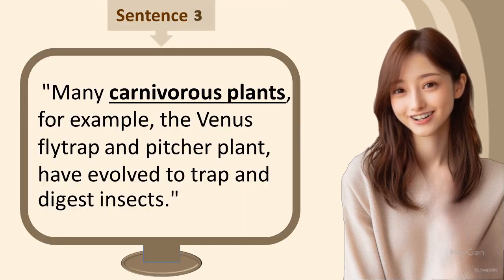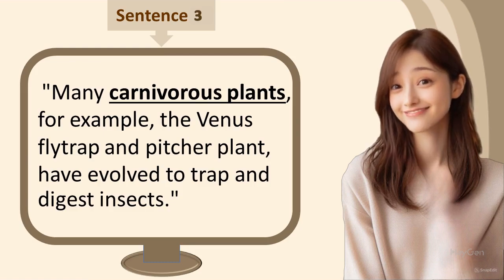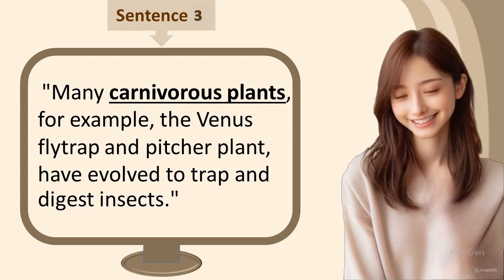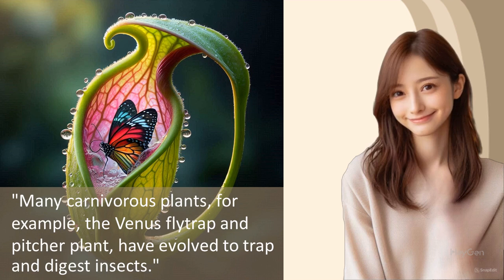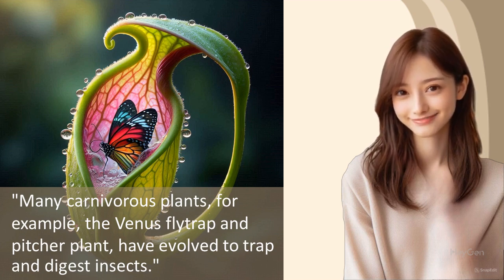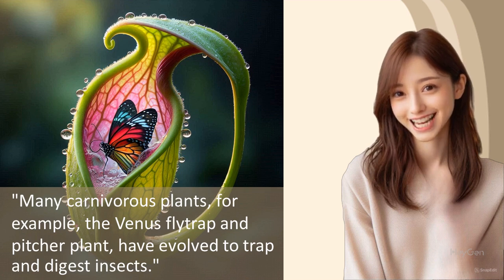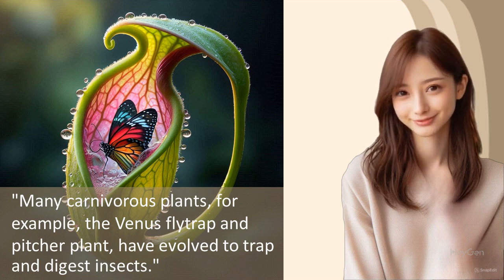3. Many carnivorous plants, for example, the Venus flytrap and pitcher plant, have evolved to trap and digest insects. Pause the video for a moment. Take your time to think about the answer. Can you guess the meaning of carnivorous plants? Well, readers can define the meaning of carnivorous plants from the examples, as they know that the flytrap and pitcher plant are types of plants that survive by catching and eating small insects.